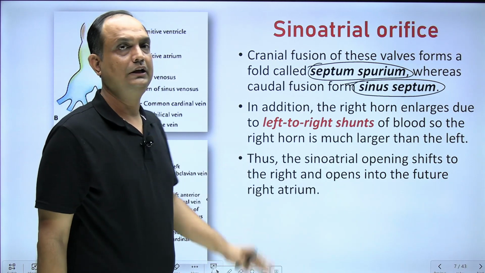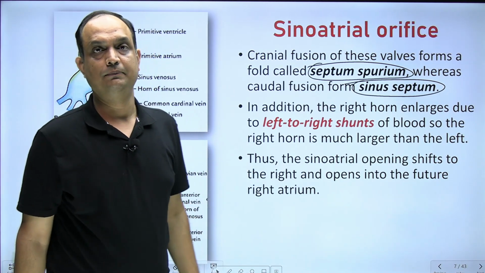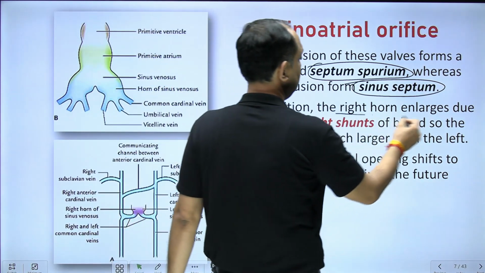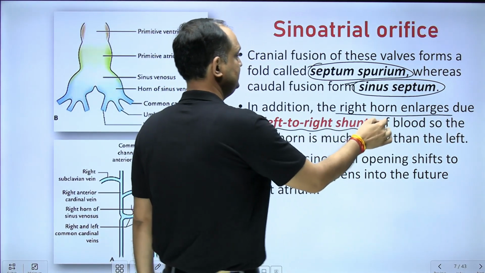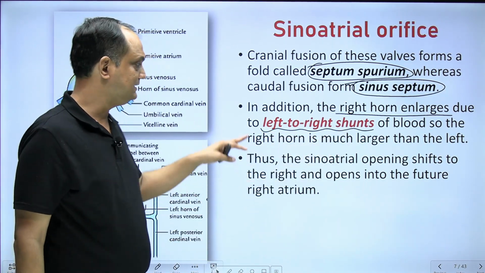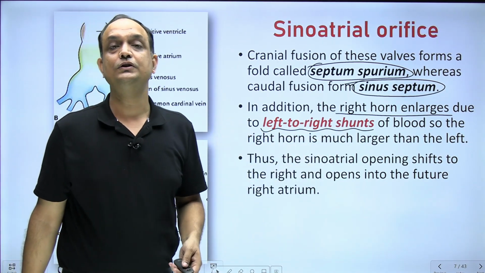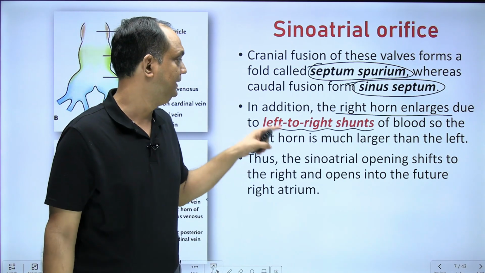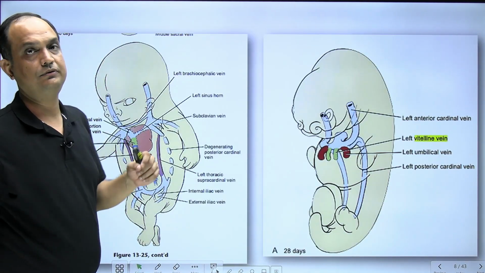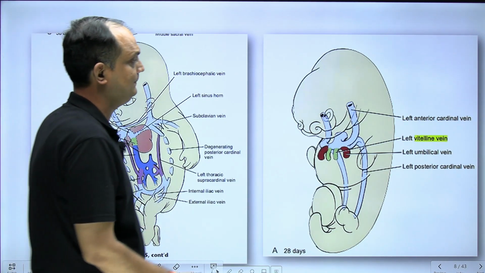Clear? Now there is one very important change that will take place. What? In addition, the right horn enlarges due to the left to right shunt of the blood, so the right horn becomes much larger than the left. Now this is something important which you have to understand, what is the meaning of this left to right shunt. Now in this image we will try to understand what is happening.